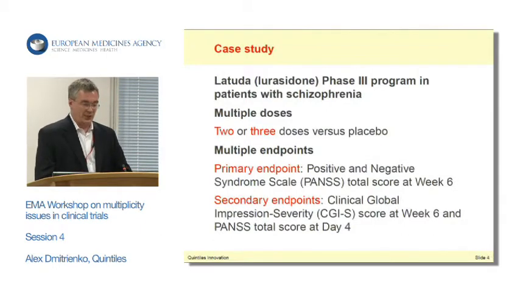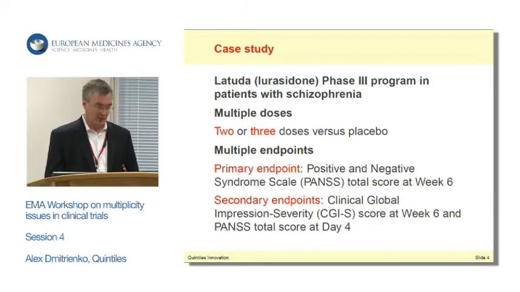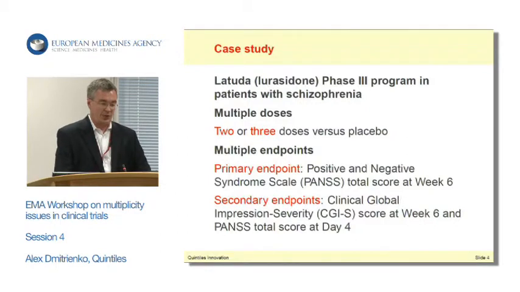And to give you one example, this is an example that I'm going to refer to multiple times throughout my presentation. This was a development program for lurasidone, that's the generic name of this product, in patients with schizophrenia. And the sponsor, this was a Japanese company, has actually conducted several clinical trials. This is just one of their phase 3 trials.